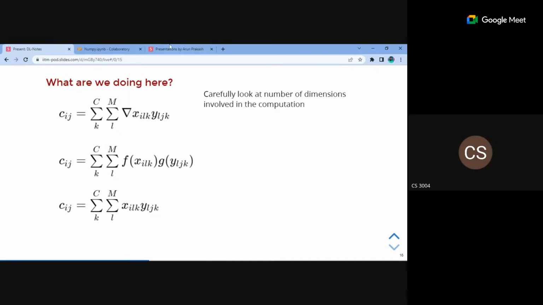Okay, so in each case I can see there are three dimensions involved. I'm just counting the dimensions, I'm not looking at the notations. For x I have ilk, for y I have ljk, but anyhow it is just three dimensions. When we are dealing with two or three dimensions, one better thing is that we can start visualizing it. When it goes to the fourth dimension, visualizing is quite difficult, but since it is three, we can visualize this.